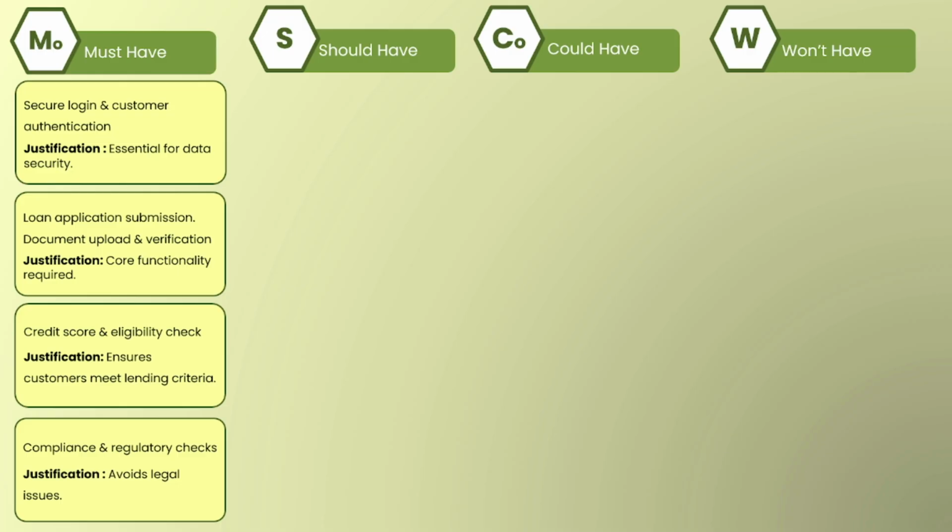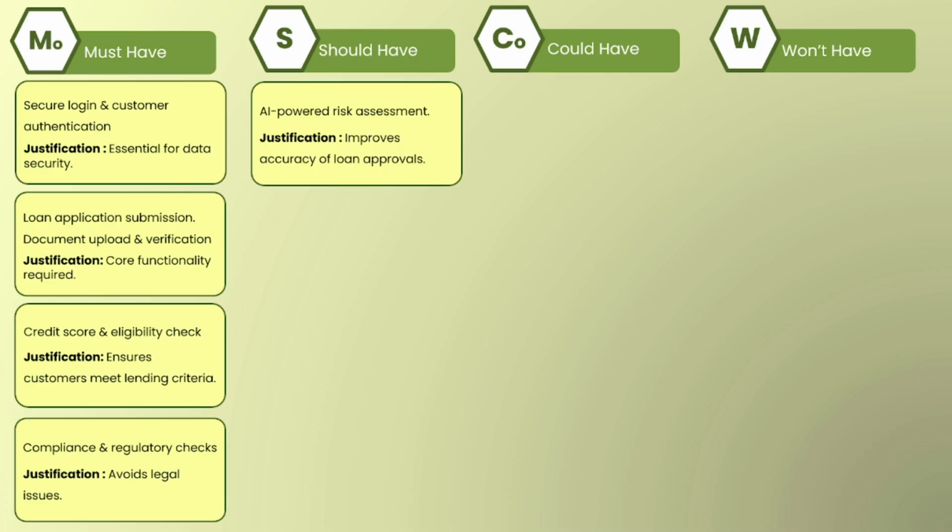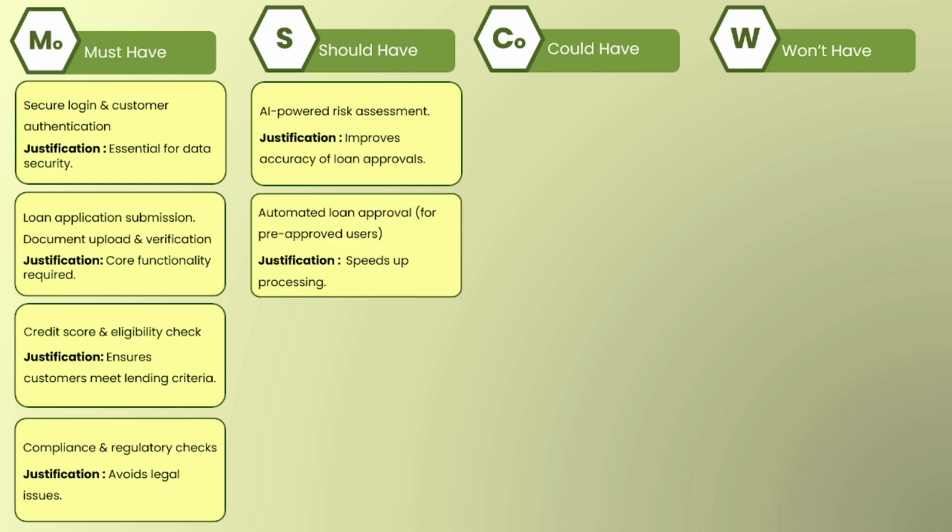Then apart from must have, there are should have features also. Let us check those first now. AI powered risk assessment. The justification is that it improves accuracy of loan approval, but it falls under should have. Automated loan approval for pre-approved users, the justification is that it speeds up the processing. Very well said, automated loan approval is there, then it definitely speeds up the process.